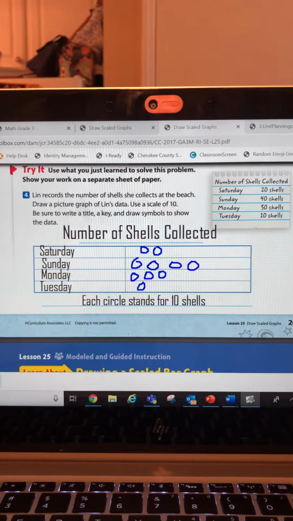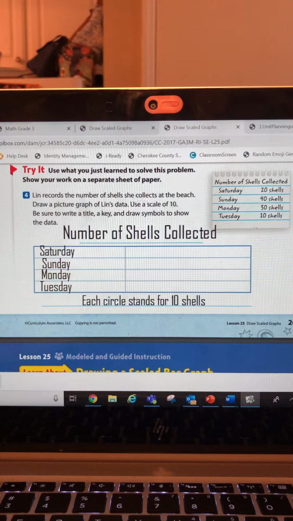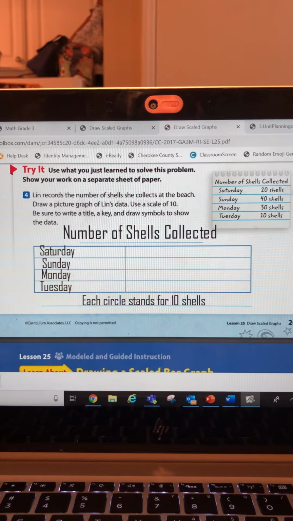Today we're going to learn how to take data from a table and put it into a bar graph. It's kind of the same process, it just looks a little bit different in the outcome.